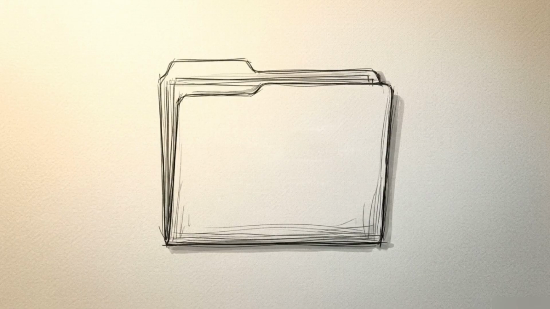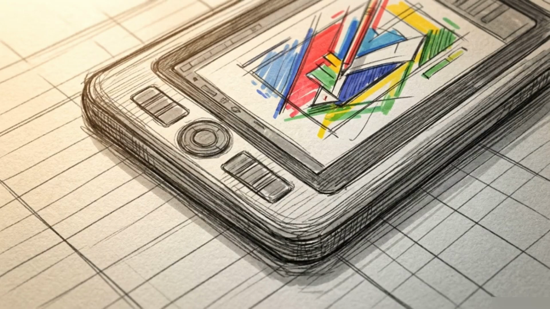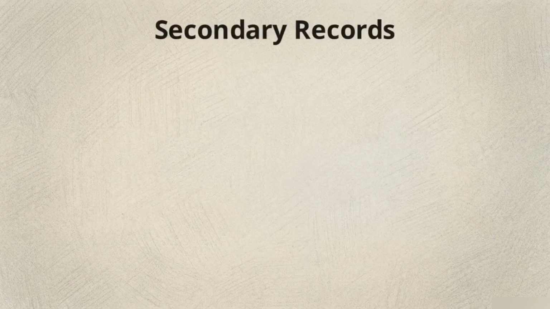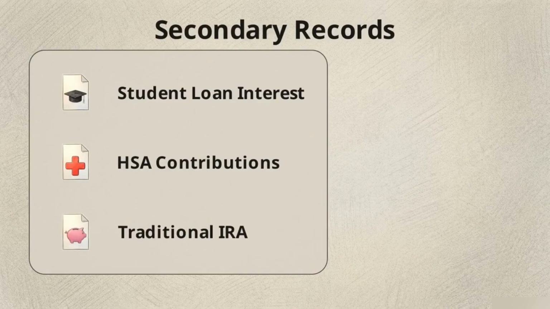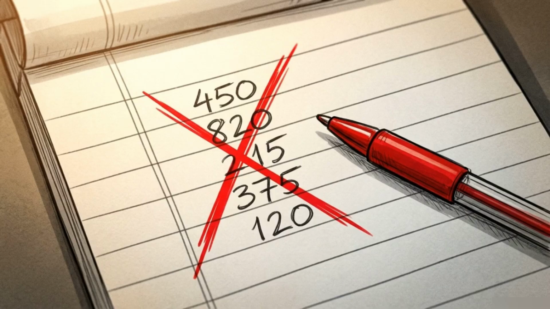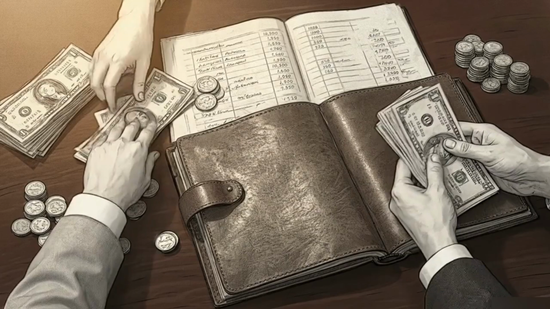Pause the video and collect your W-2s from your employer and any 1099 forms for freelance or contract work. You also need your secondary records. This includes receipts for student loan interest, your health savings account contribution records, and your traditional IRA statements. Keep a calculator nearby as well. Having these specific documents ready prevents mathematical errors and ensures you claim every deduction the government legally allows you to take at this stage. We begin with gross income.